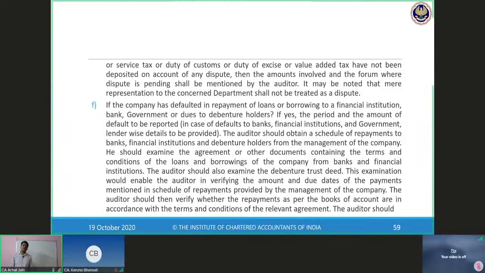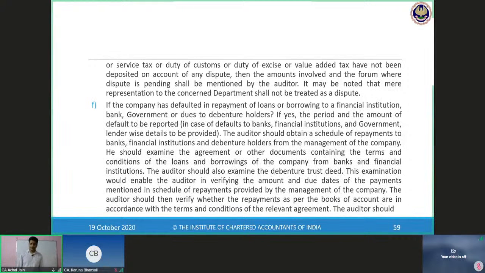And are all of these things beneficial for the company? Not at all. So that's why the requirement says that all of such cases should be assessed by the auditor and should be reported by the auditor in his report.